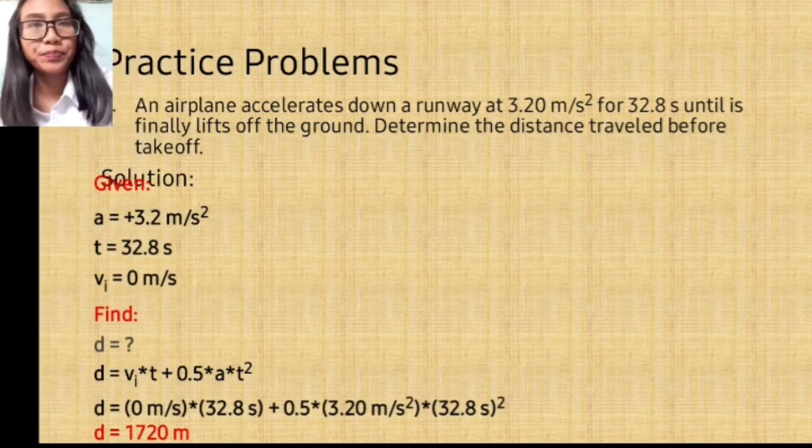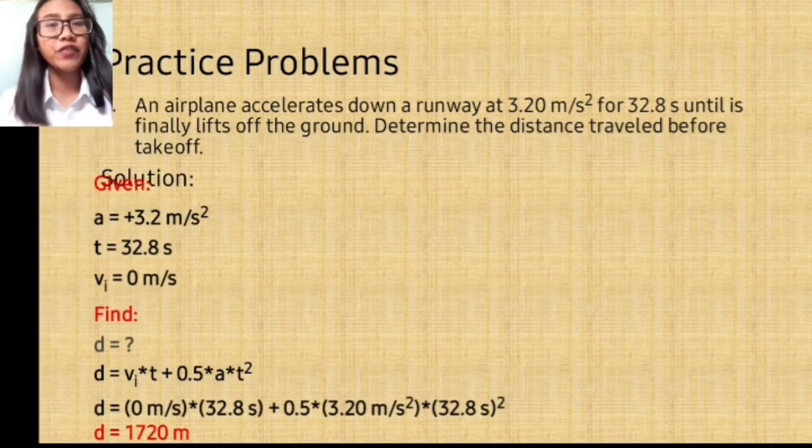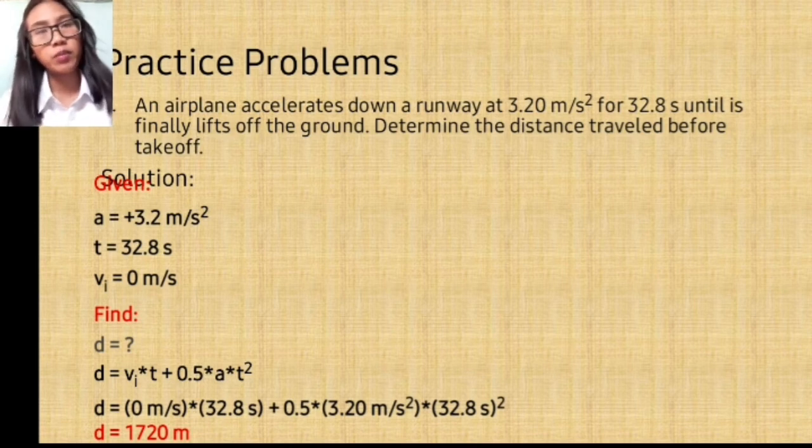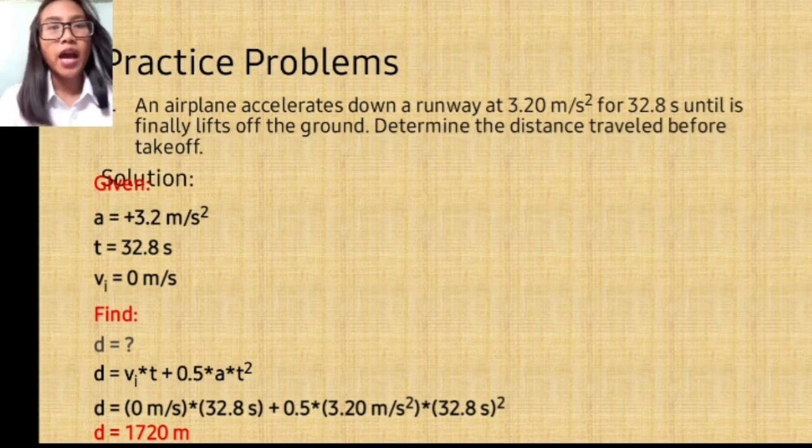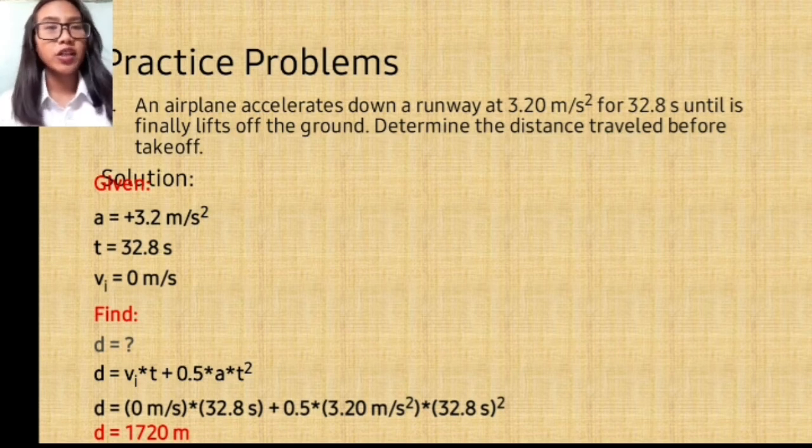So, the givens are 3.20 meters per second squared, which is the acceleration, the time of 32.8 seconds, and the initial velocity, which is 0. So we're going to find the distance. In getting the distance, we multiply the initial velocity by the time, plus 0.5 multiplied by the acceleration, times the time squared.